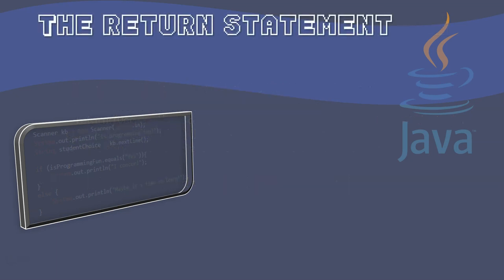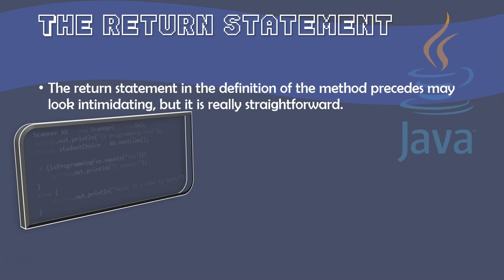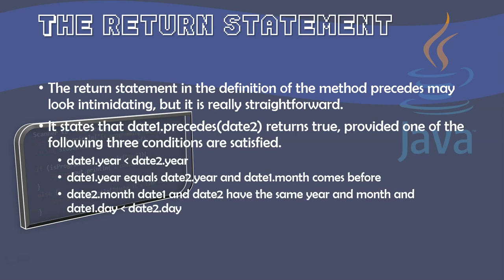One thing I want to have you focus on, though, with our Booleans is the return statement. The return statement in the definition of the precedes method might look intimidating. We saw that's a huge amount of code. But if you think about it, it's really straightforward. It says that date1.precedes(date2) will return true provided one of the following three conditions is satisfied.